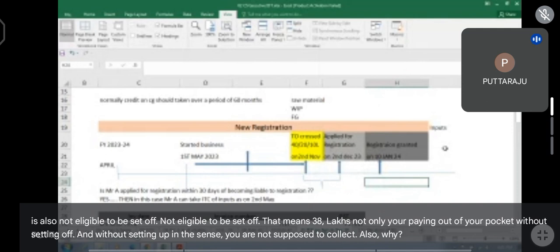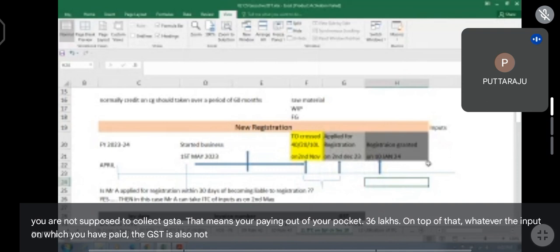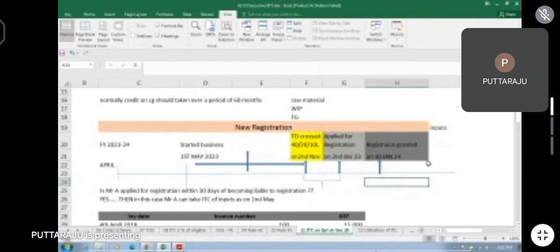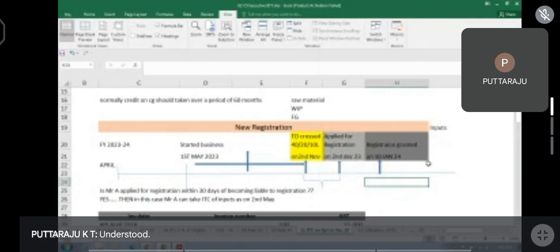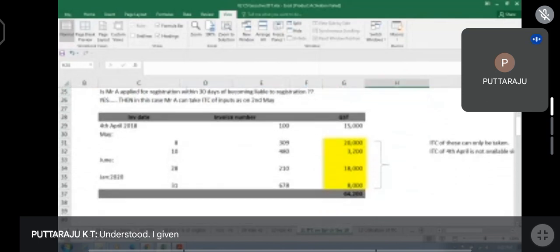Why? Until and unless you are registered, you are not supposed to collect GST. That means you are paying out of your pocket 36 lakhs. On top of that, whatever the input on which you have paid the GST is also not eligible to be set off. That means you are paying double tax. Understood? I gave the example. Okay.